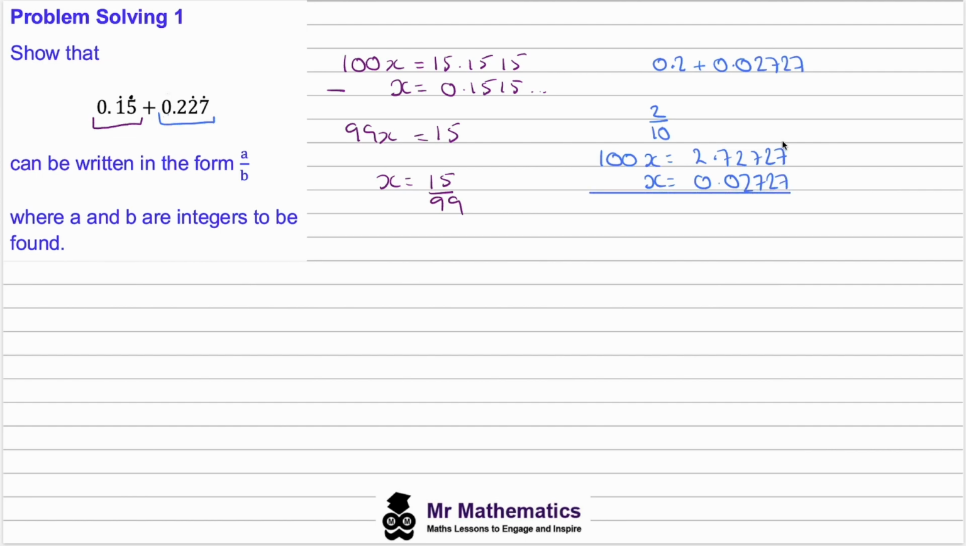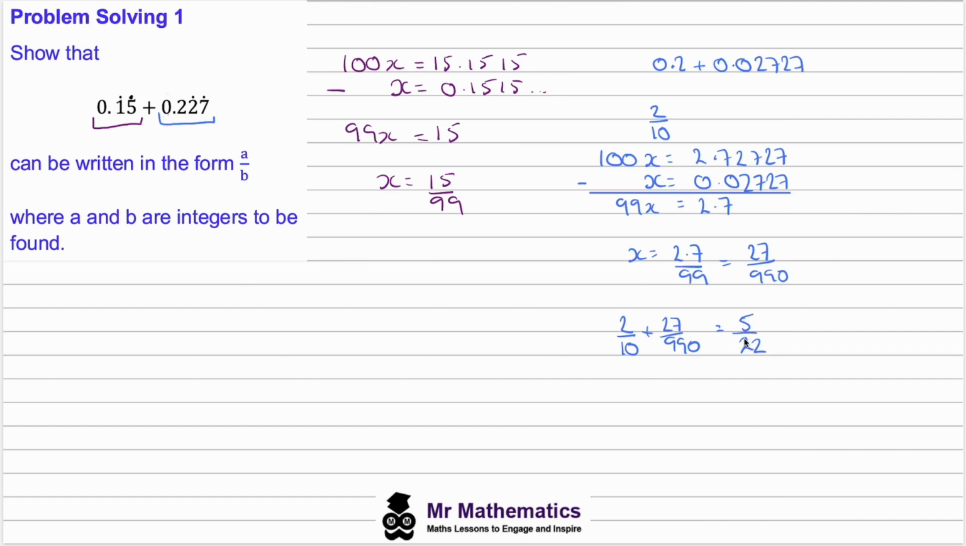We can eliminate the recurring digits by subtracting them. So we'll have 99x will be 2.7. So x will be 2.7 over 99, or 27 over 990. So we'll add this to the 2/10. And I can work this out on my calculator. We'll get a simplified fraction 5 over 22.